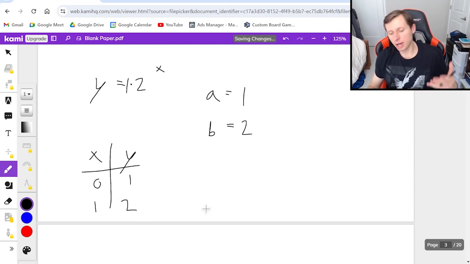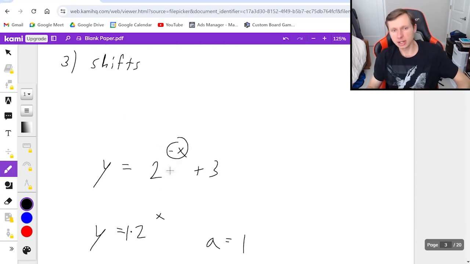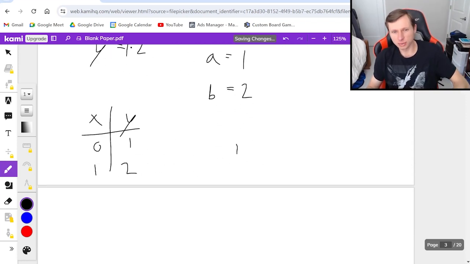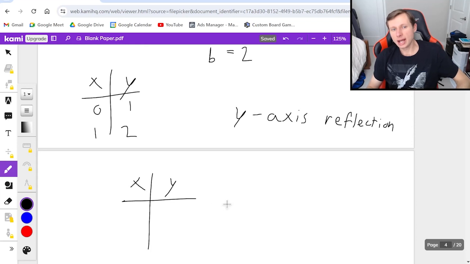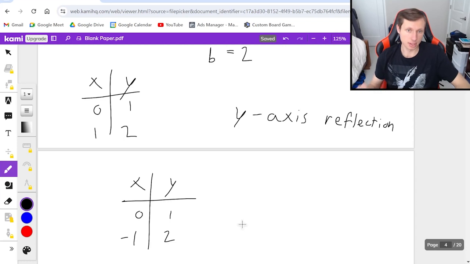But now I got to do my reflections and shifts and stuff like that. So first, I notice the negative x here is going to be the y-axis reflection. And so I know what that means. In case you're wondering how that affects my table, a y-axis reflection is just going to make all my x values negative. So now it's -0, which doesn't matter, and -1. And the y values will still stay the same. So that's what a y-axis reflection does. An x-axis reflection would switch all the y values, so it'd be -1 and -2.